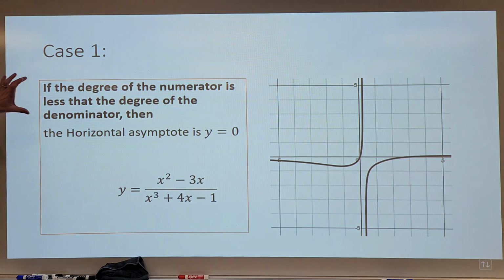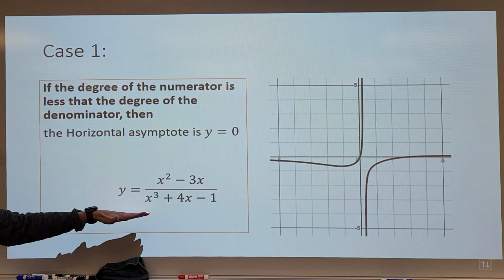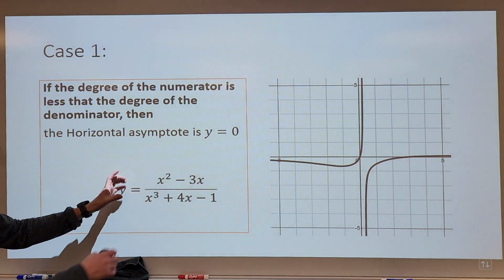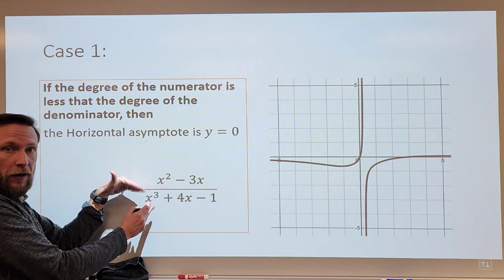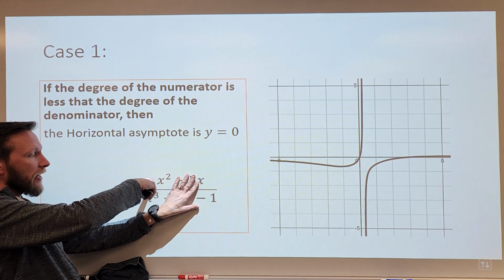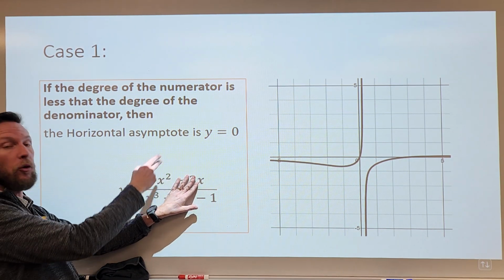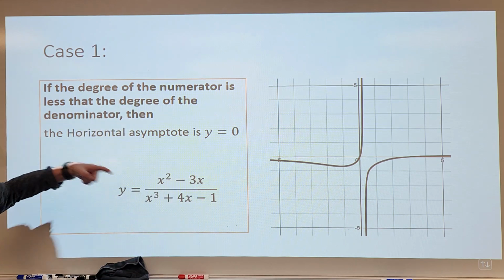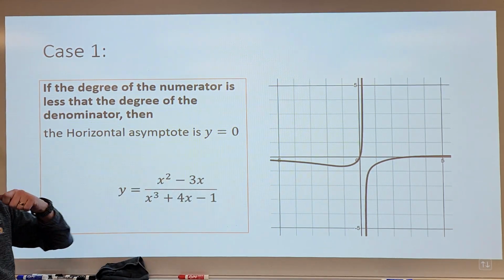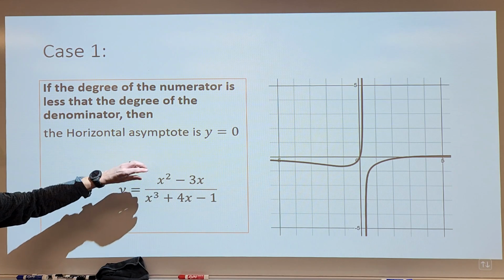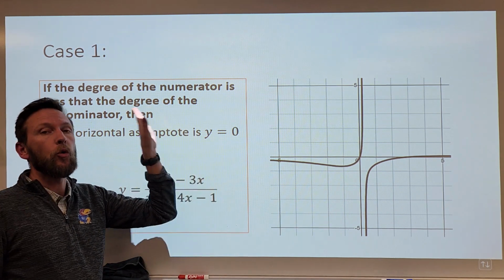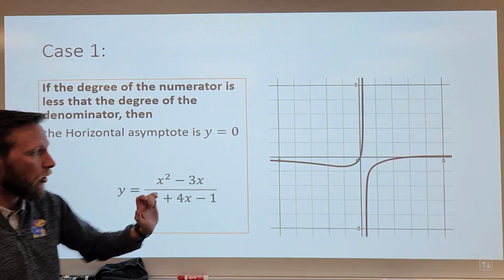So if the degree of the numerator is less than the degree of the denominator, then that means we have basically a 1 over x recipe. Like if this were to simplify and you canceled out the common factor of x squared over x squared, we'd be left with a 1 over x. And so we know that there will be a horizontal asymptote. That's not what we're doing, but that kind of helps us predict that if the degree of the numerator is less than the degree of the denominator, the horizontal asymptote will be y equals 0, that horizontal line y equals 0.